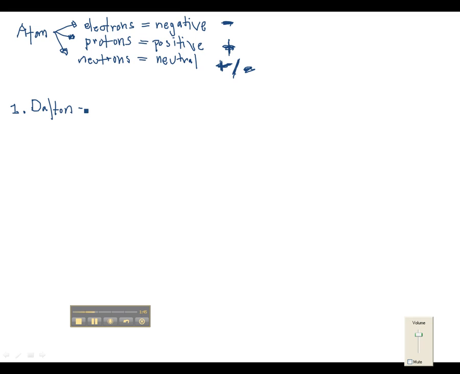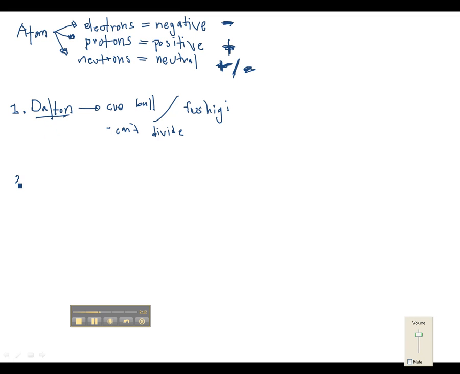And Dalton basically had the cue ball model, okay? Cue ball, or for your purposes, fushigi. I just figured I would say fushigi for you guys. Basically, he said that you can't make an atom any smaller. Can't divide it. And we'll go more into this tomorrow in class.